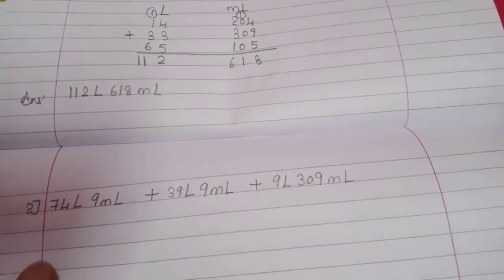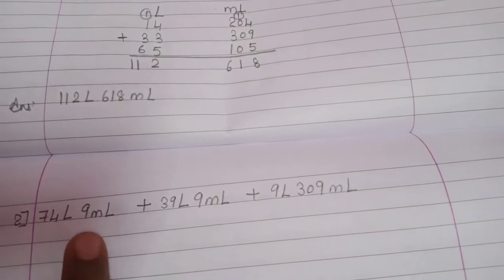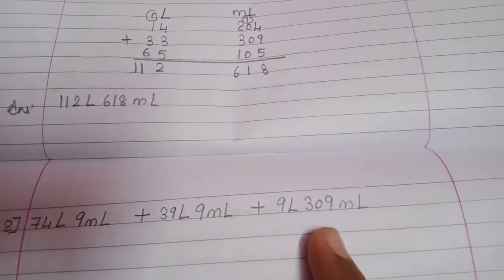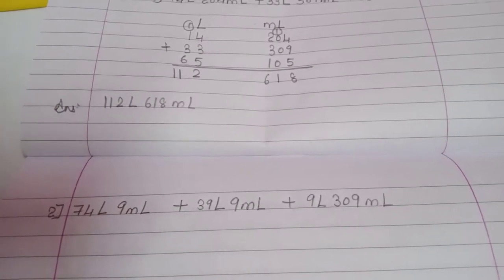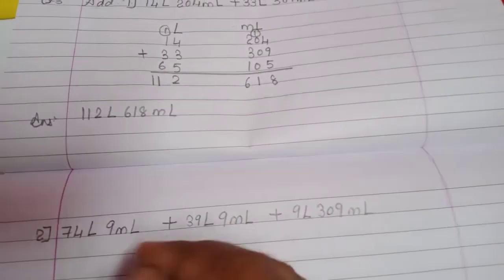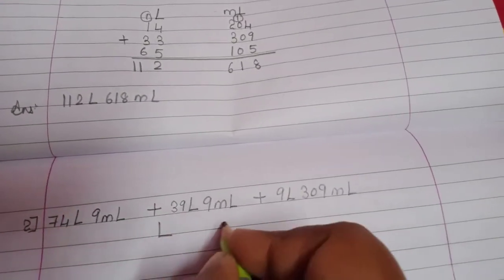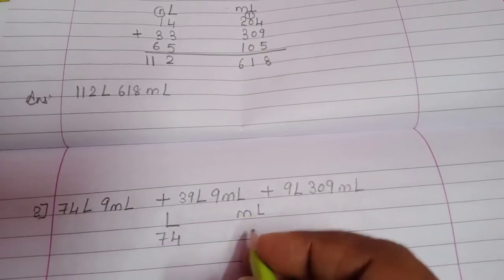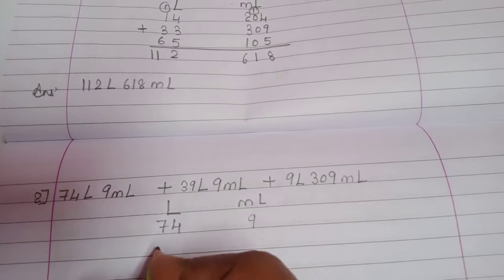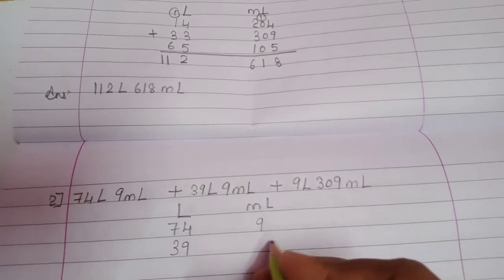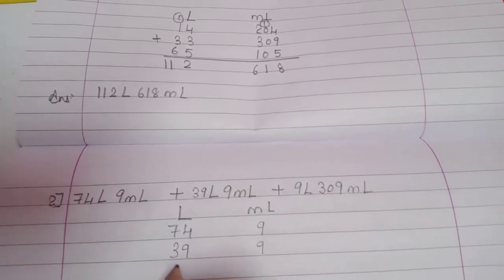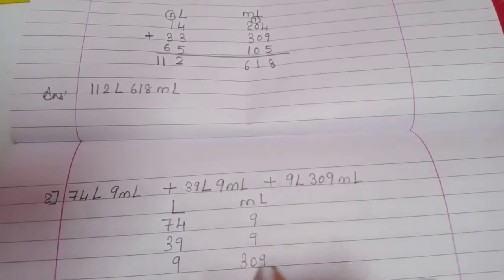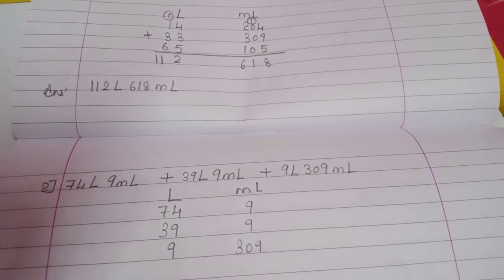Now number 2, 74 liter 9 milliliter plus 39 liter 9 milliliter plus 9 liter 309 milliliter. So this we will arrange in a vertical column, liter and milliliter. 74 liter 9 milliliter, 39 liter 9 milliliter, then 9 liter 309 milliliter.